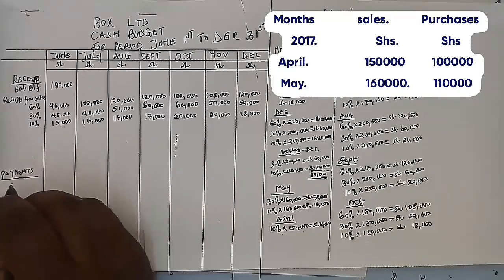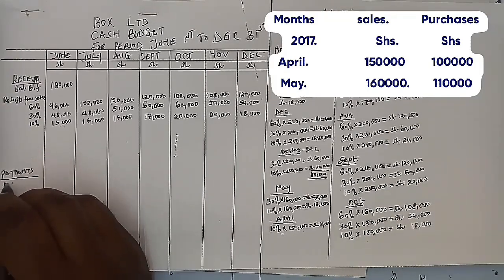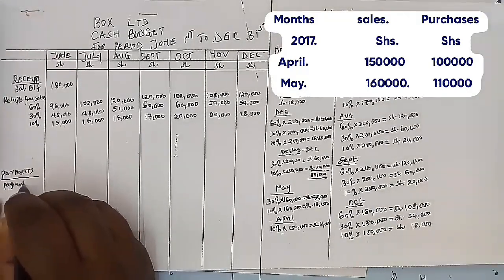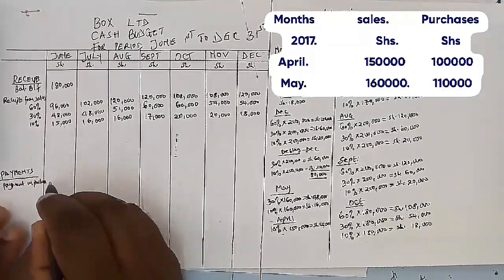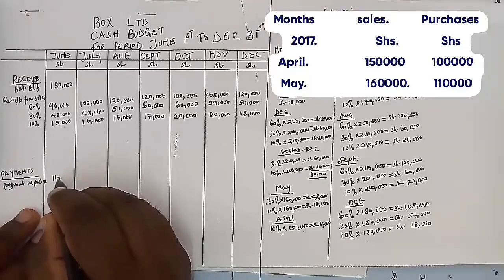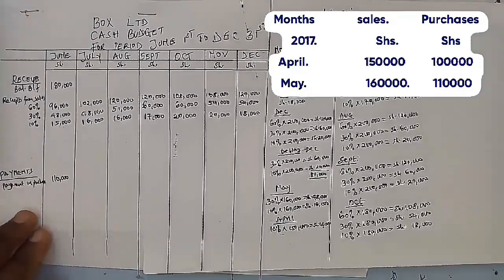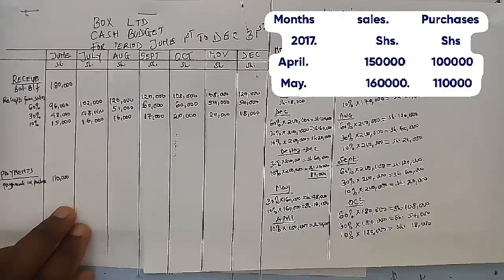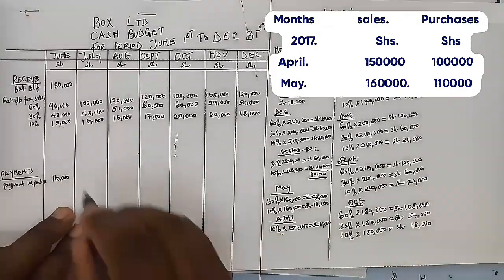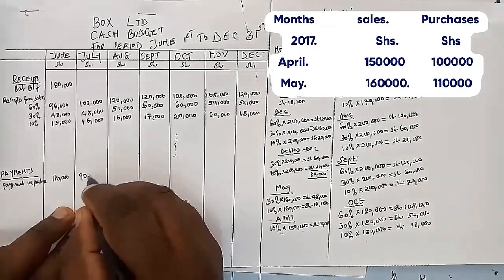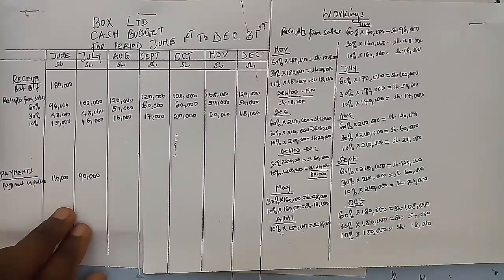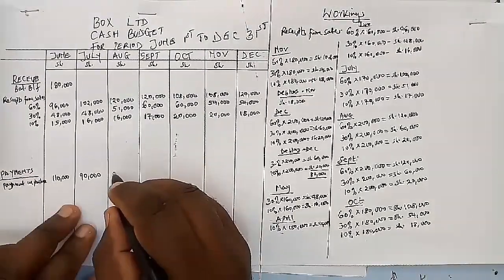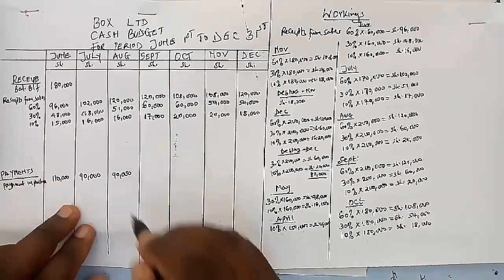So I write here purchases. So payment on purchases. So May, I say 110,000 will be paid on June. The 90,000 for June will be paid July. So you record 90,000 here. The 90,000 for July will be paid August. So you record 90,000 here.